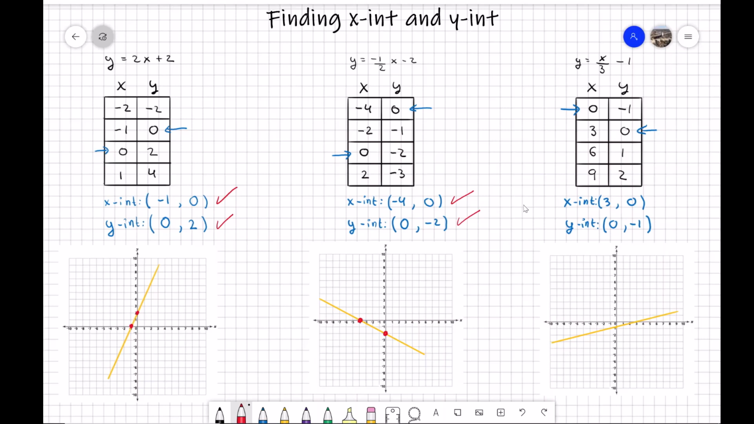Finally, the last function should cut the x-axis at 3, 0, which is correct, and it should cut the y-axis at 0, -1, which is again correct.